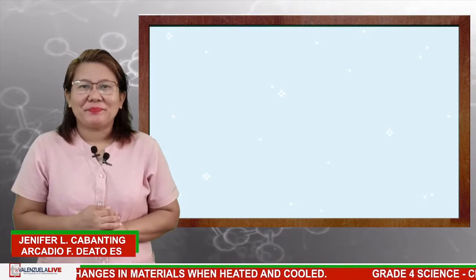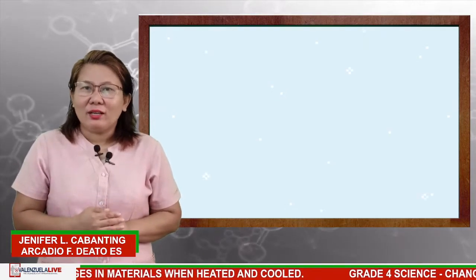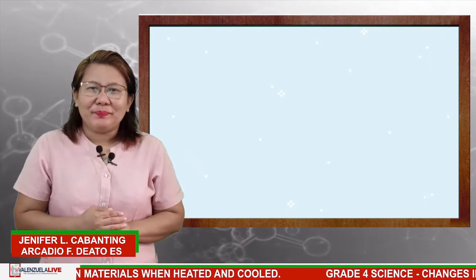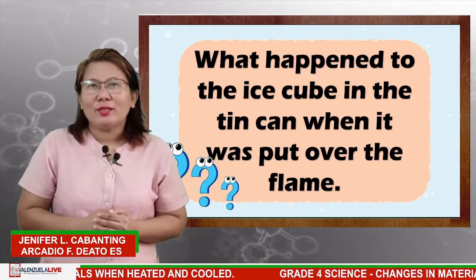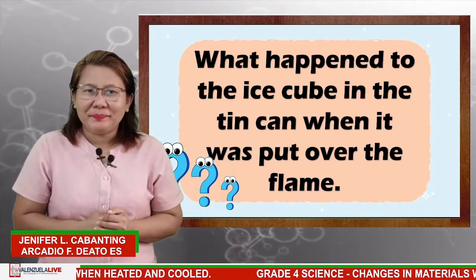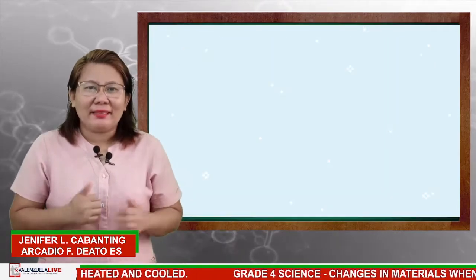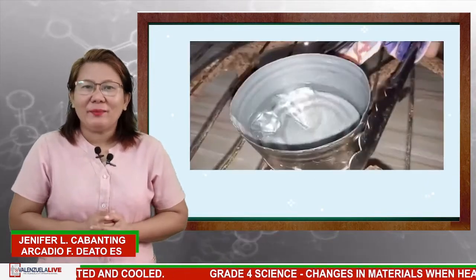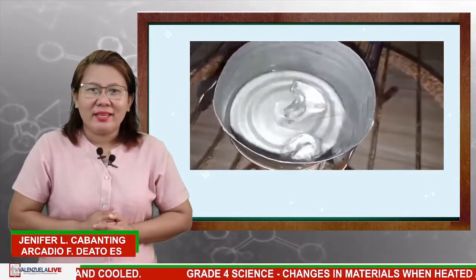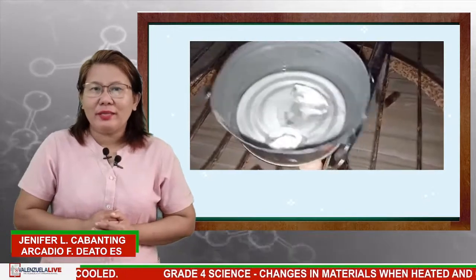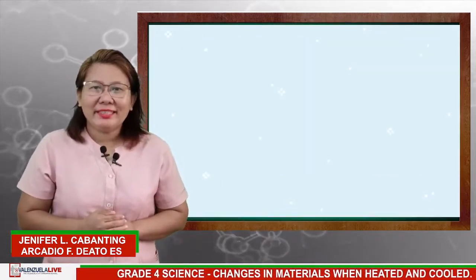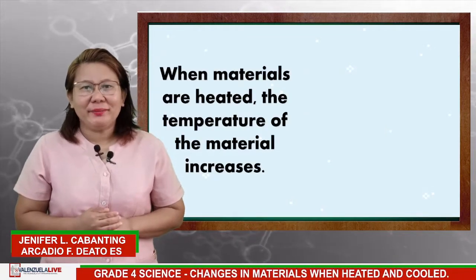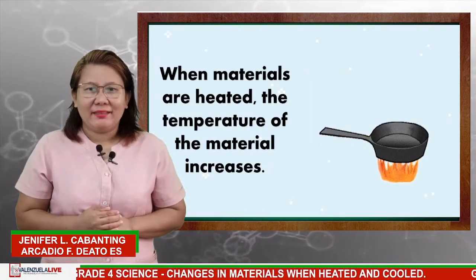Number 3. Now let's talk about the ice cube. What happened to the ice cube in the tin can when it was put over the flame? Amazing! The ice cube melted upon heating and it changed its form from solid to liquid because of the heat applied. So, when materials are heated, the temperature of the material increases.